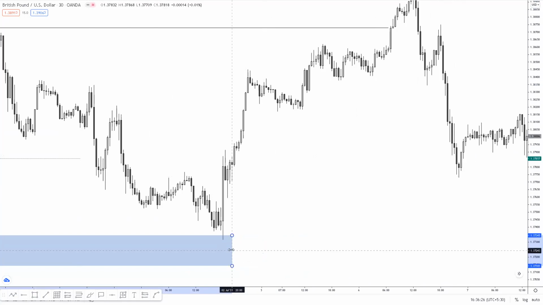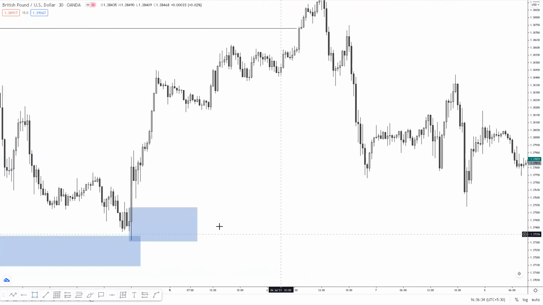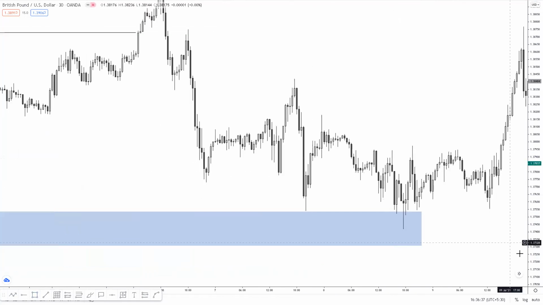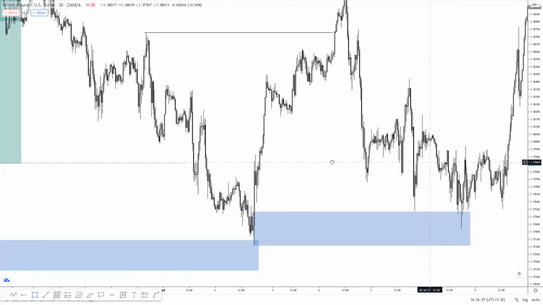Now what I would do is this area would be my only area of interest. This area right here. I'll wait for price to get into that because I know that's the extreme and all those. You see that?